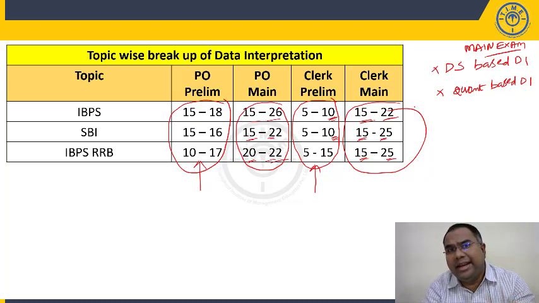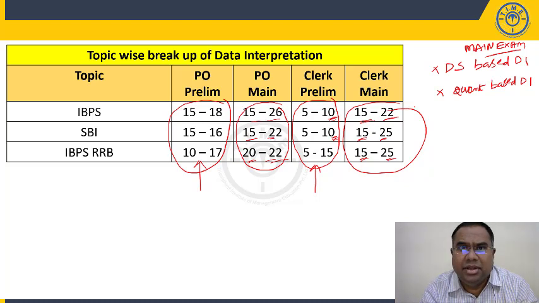But when you look at your main exam, most of your questions are combination based, such as table plus bar, table plus line. So you have to be ready with the basic prerequisites and you have to practice. I am saying you can definitely score full marks, that means 10 out of 10, 15 out of 15 in clerk prelim and IBPS PO prelim examinations, right? PO prelim exam as well as clerk prelim examinations.